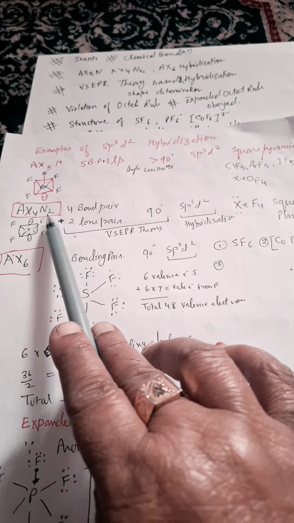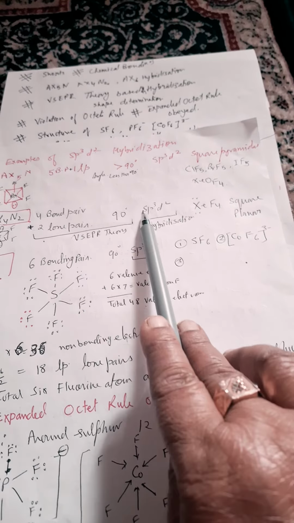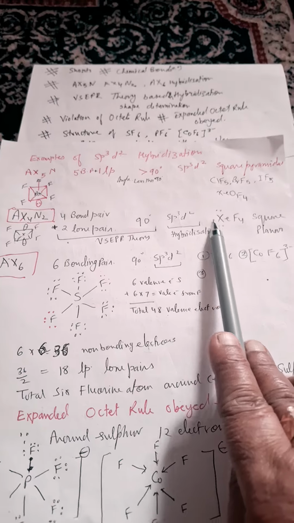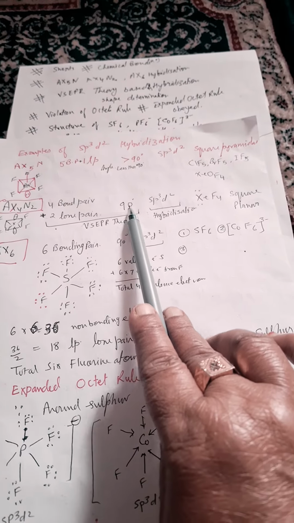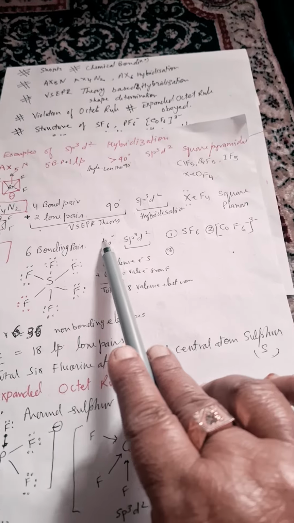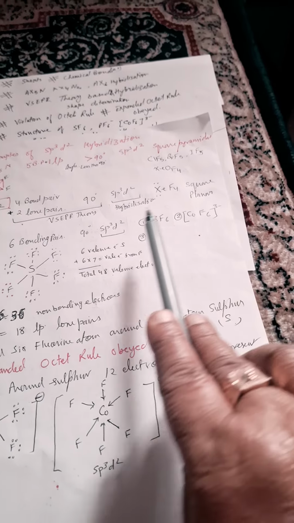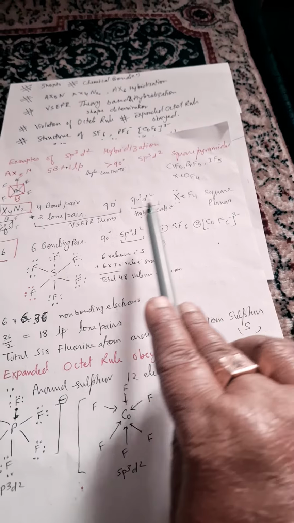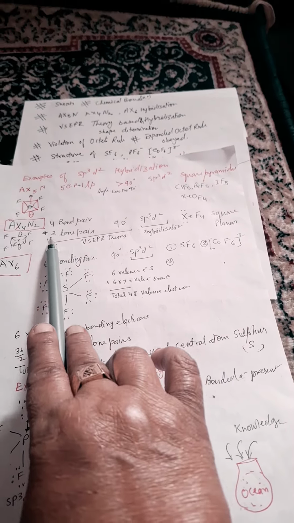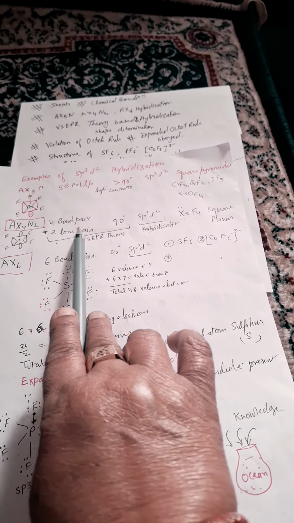Now AX4N2 means 4 bonding pairs, 2 lone pairs. Total 6 hybrid orbitals are required. So hybridization is sp3d2, and this angle will be 90 degrees. All of them, this X-Xe-X angle, is 90 degrees, and for sp3d2 hybridization XeF4 is square planar. Okay, shape is square planar. Clear? Why? Because two lone pairs are present, 4 bonding pairs are present, so the shape will be square planar.